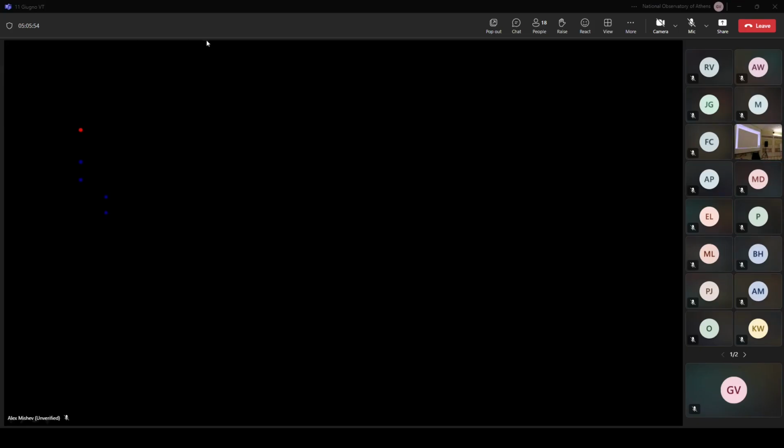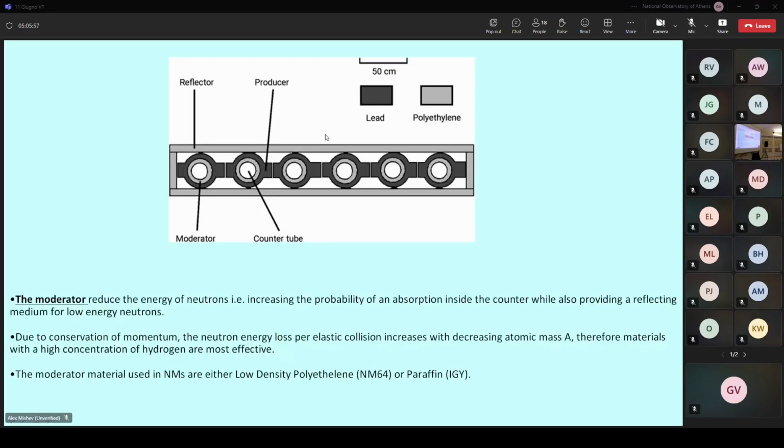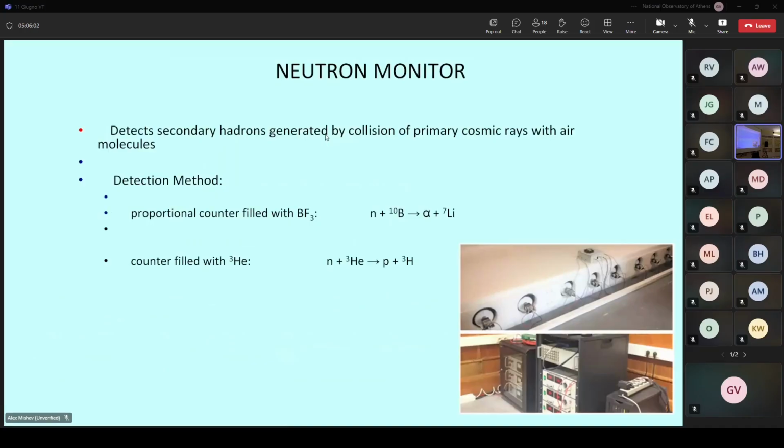Okay, so what's a neutron monitor? The core is a proportional counter. When we have a secondary neutron from the cosmic rays, there is a neutron capture by the enriched boron-10 nuclei, which in practice immediately decay to alpha and lithium. Both of them have almost equal ionization capability.